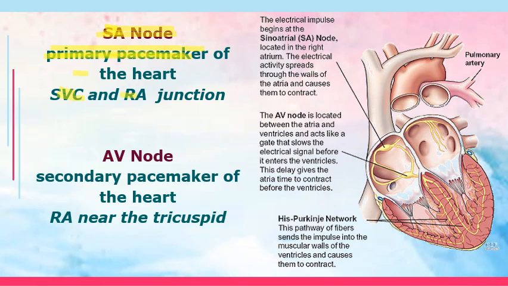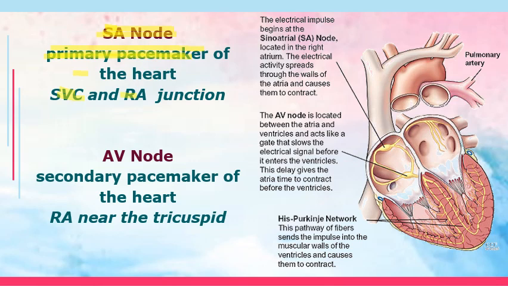Your sinoatrial node has the highest firing rate of 60 to 100 impulses per minute. This is in response to the metabolic demand of your body. Now, look at the rate, 60 to 100 impulses per minute. That translates to your normal heart rate, which is 60 to 100 beats per minute. Meaning if your SA node is functioning properly, you will get a heartbeat of 60 to 100 beats per minute.